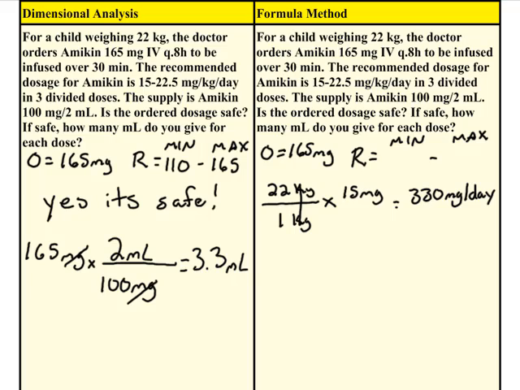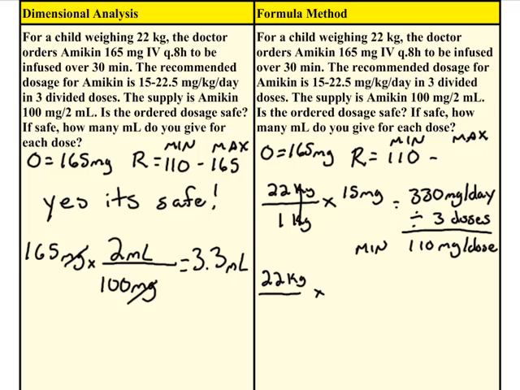However, because this is given in 3 divided doses, we will have to divide 330 milligrams per day by the 3 doses. In doing so, we find that we have a minimum of 110 milligrams per dose. We then will do the same thing with our maximum dosage. Again, our patient weighs 22 kilograms, and the maximum dosage we can give per kilogram is 22.5 milligrams. We can work this out and we discover we're allowed to give a maximum of 495 milligrams per day.